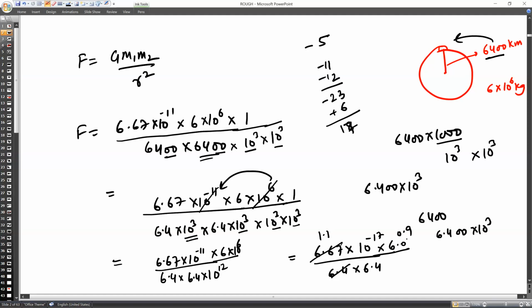You can divide it or you can check it. So 0.9 something you will get. When you multiply this one, you will get approximately the same value, 1. Okay. 0.9 multiplied by 1, you will get approximately 1. So 1 into 1 times 10 to the power minus 17 will be the answer. Got it? Yes, sir. This will be the force between the two objects which are placed on the surface of the earth.